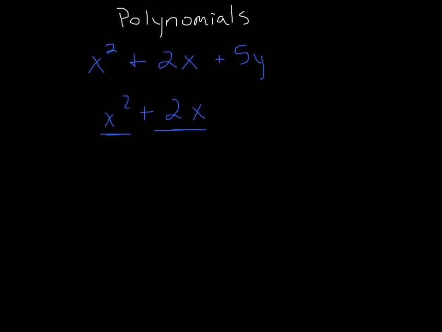Having the two terms, this is called a binomial, and remember bi means two. And the one right above it, the x squared plus 2x plus 5y, that's got three terms involved in it, and so it's called a trinomial. Those will be important to you later on, so those are some terms you're going to want to know.